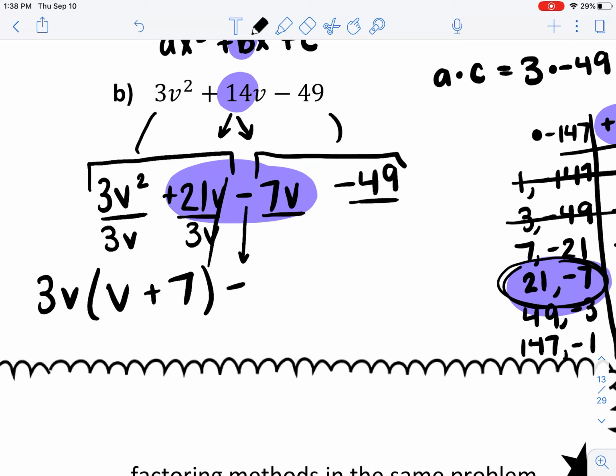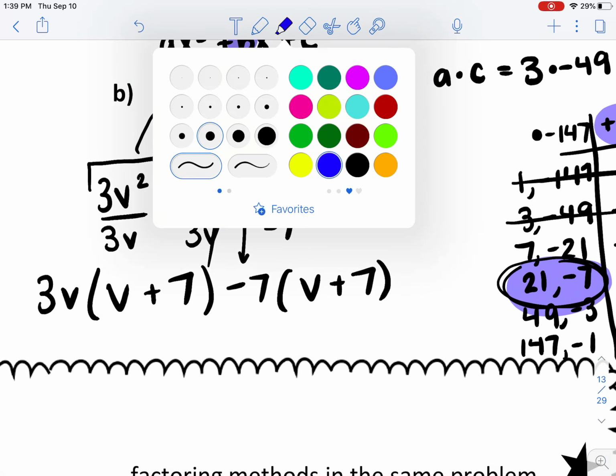And the biggest number that goes into 7 and 49 is 7. So this is a negative 7. Again, this GCF does not have a variable because this does not have a variable. When I divide negative 7v by negative 7, I get positive v. And negative 49 divided by negative 7 is positive 7.